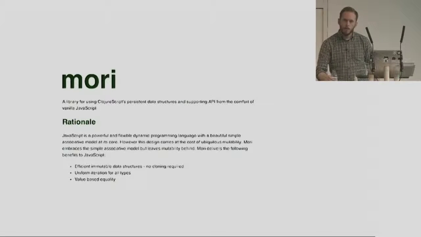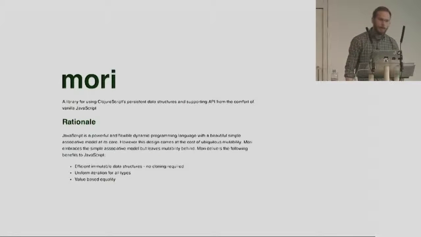So there's this library called Mori. Now, I mentioned before that ClojureScript is Clojure's compiled to JS version. Well, Mori is all of Clojure's persistent data structures compiled and exported for use in vanilla JavaScript, in both browser and in Node.